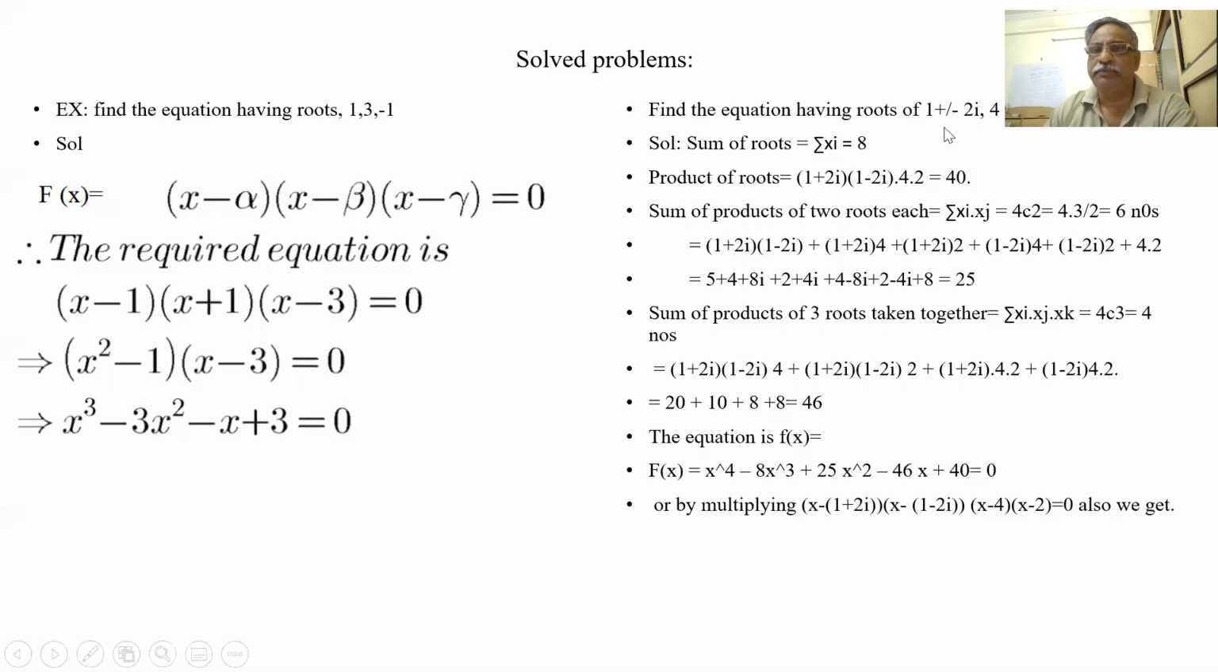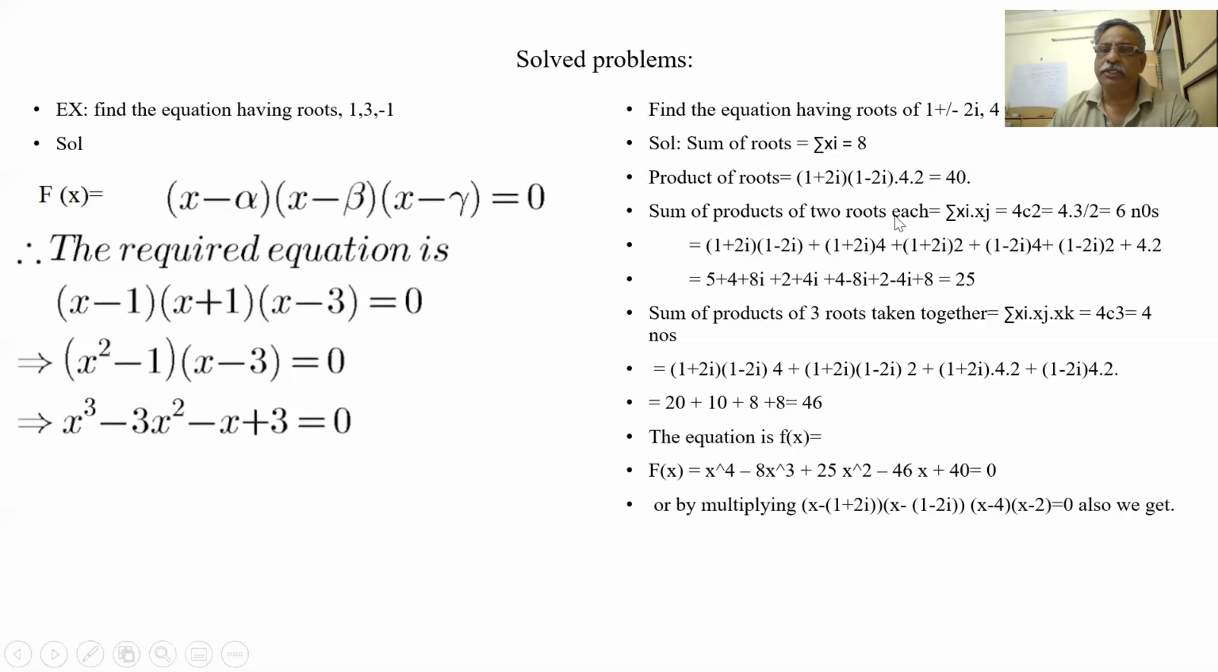Now you see here, this one is having 4 roots: 1 plus 2i, 1 minus 2i, and 2, 4. Now we have to find the equation. What is the sum of the roots? When I am adding all these, I am getting 8. What is the product of the roots? When I am multiplying, 1 square minus 4i square, minus 4i square is plus 4. So 5 into 4 into 2, that is 40.